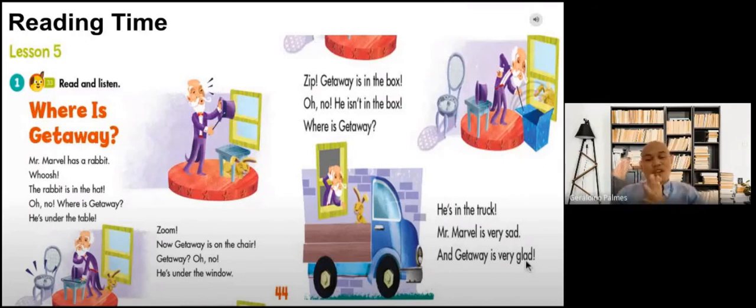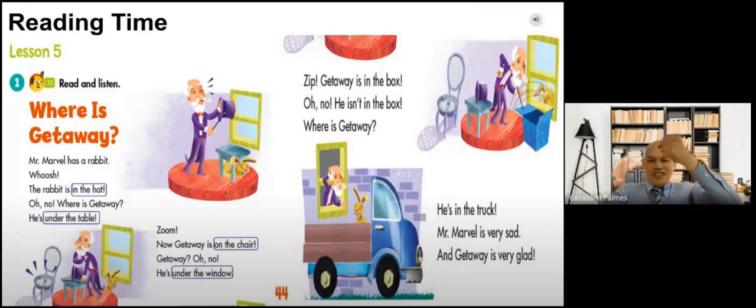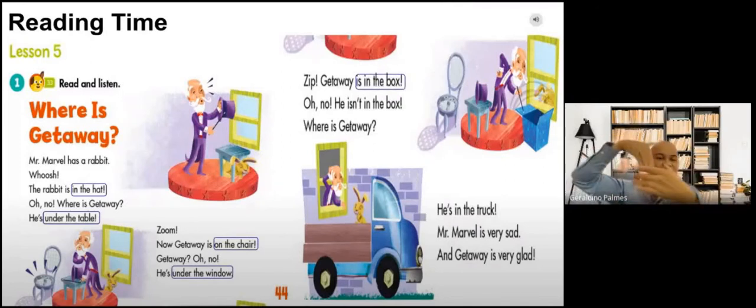Now, we will look at where did the rabbit go. First one, in the hat. Number two, under the table. Number three, on the chair. Number four, under the window. Number five, he's in the box. Oh no, he isn't in the box anymore. Where is Getaway? Number six, he's in the truck.